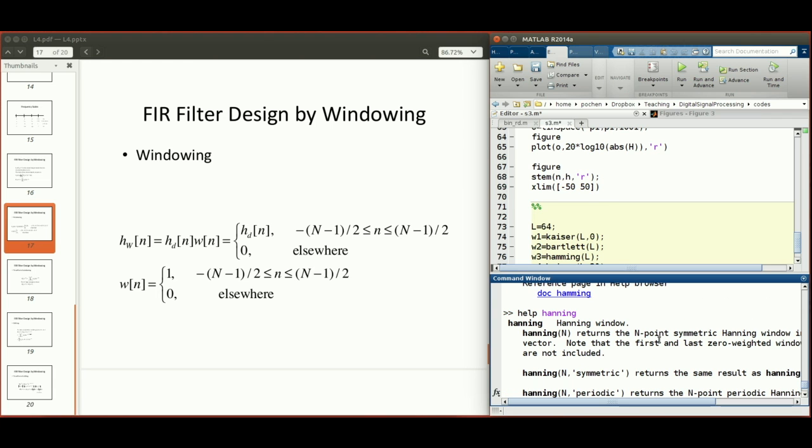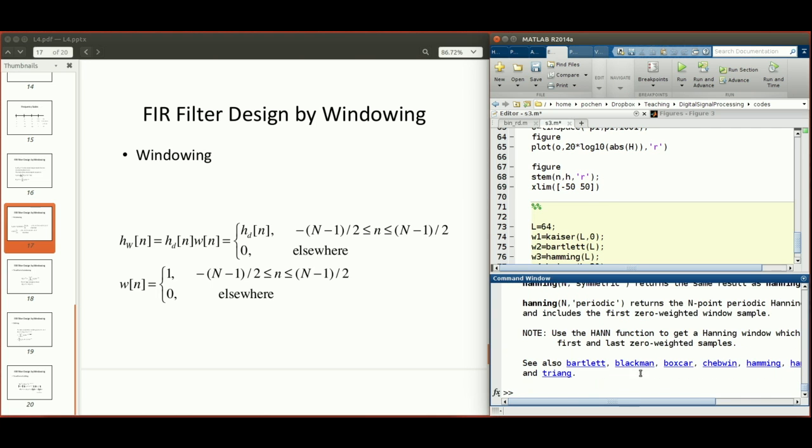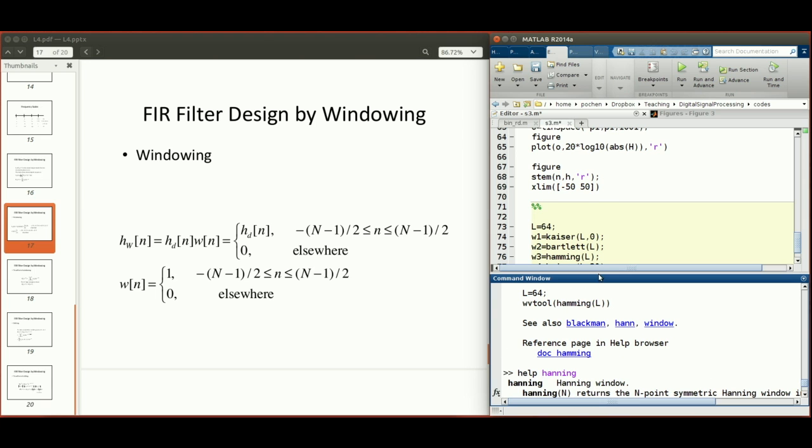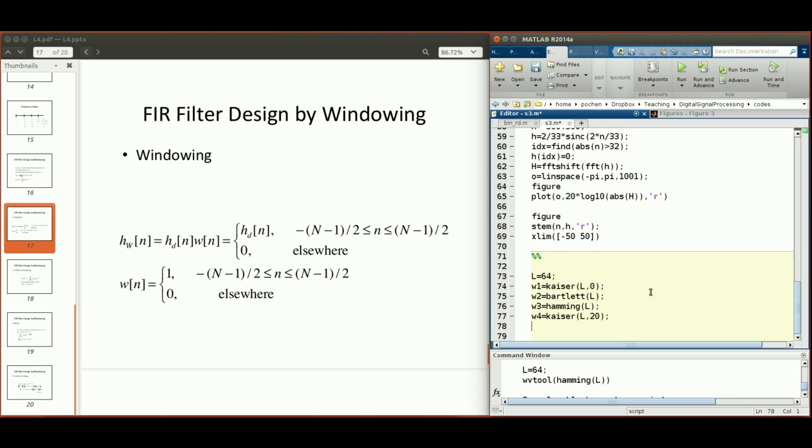Right? It's a Hanning window or Hamming window. It's very close to each other, but they are actually different. And then let's try to look at those windows. And Matlab actually provides a very nice visualization tool for us to examine different kinds of windows. It's called the WVTool.